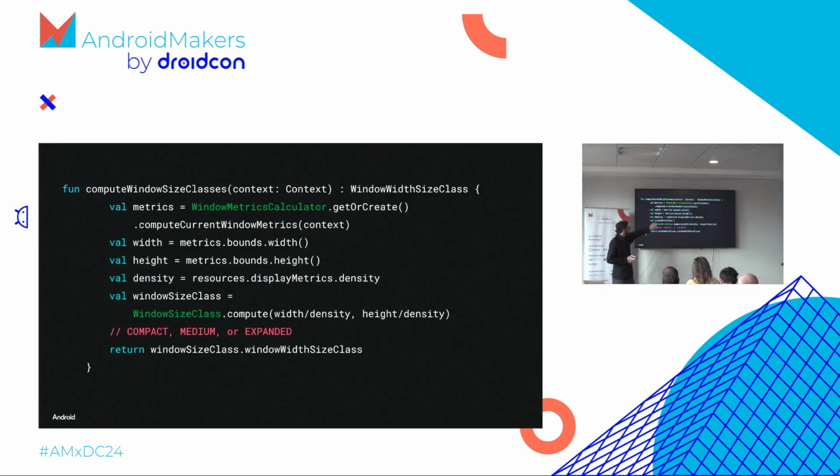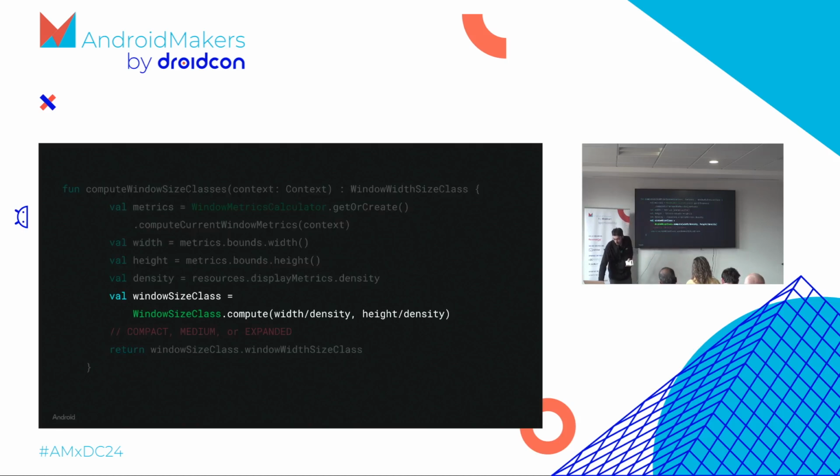Now, this is very overly expanded code. That is, you're adding the value of width, height, density to some val, but you don't really need it. I mean, this is the code that computes the window size classes. It's just this line, and then you will have compact, medium, expanded. Let's see how you can use it.